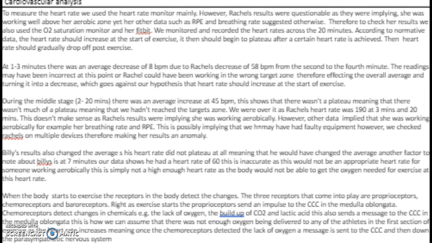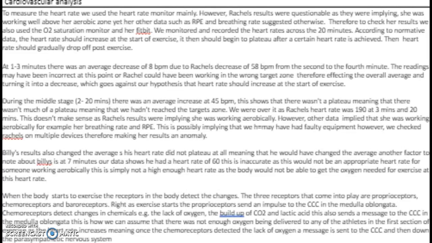Here's the cardiovascular analysis. To measure the heart rate, we used the heart rate monitor, mainly. However, Rachel's results were questionable, as they were implying she was working well above her aerobic zone. Yet her other data, such as RPE and breathing rate, suggested otherwise. Therefore, to check her results, we also used the O2 saturation monitor and her Fitbit, which both measured heart rate.